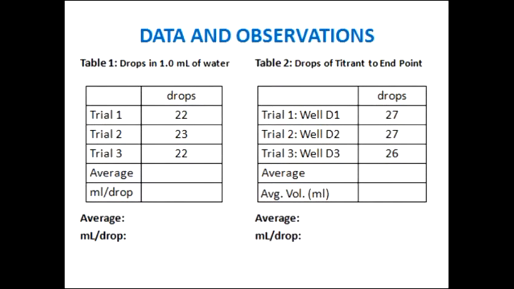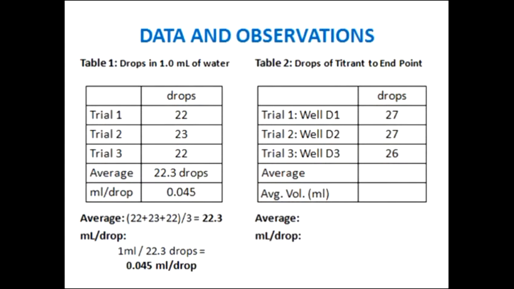We are now back in the classroom ready to do our calculations. What you see in front of you is the data I collected when I was demoing this lab. In Table 1, we have the drops of water that it took to reach 1 ml, or I should say 1 gram, because 1 gram equals 1 ml when we use the scale. In Trial 1, it took 22 drops, Trial 2, 23, Trial 3, 22 drops. When we average them together, add the 3, divide by 3, I find my average was 22.3 drops per mil.